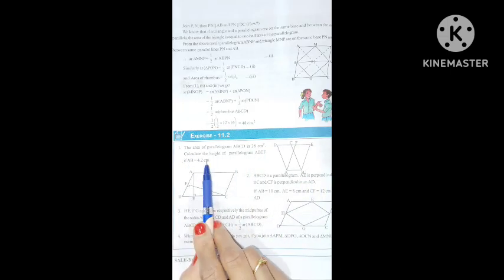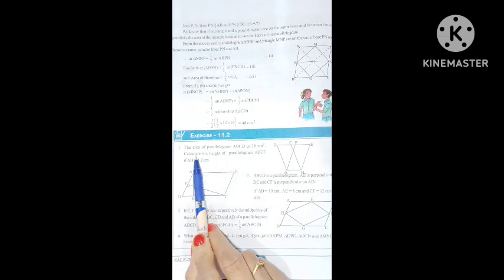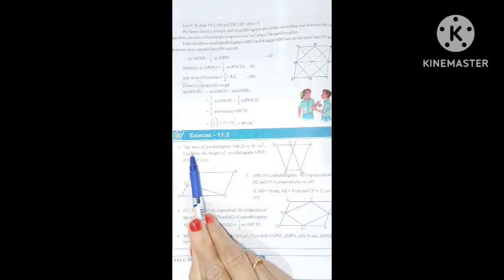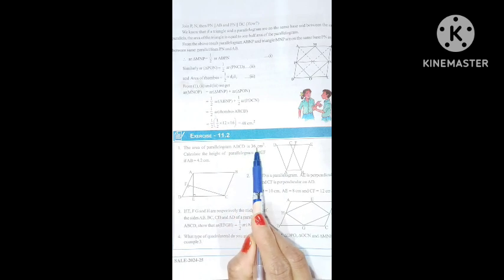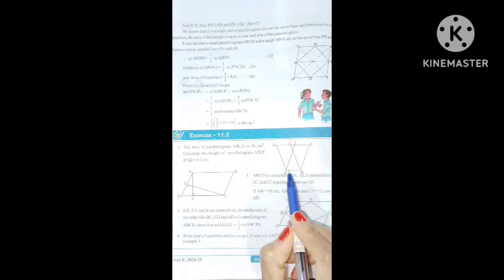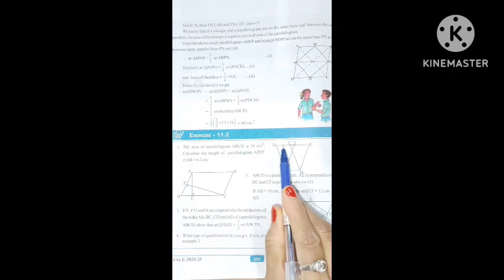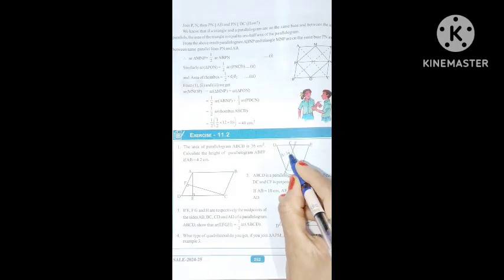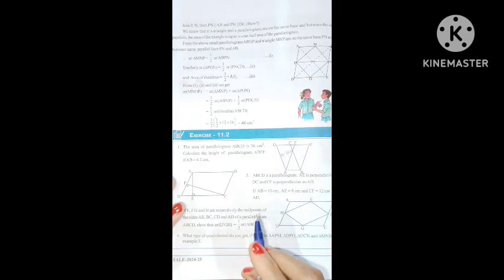This is the question. First I will explain this question. What is given, what is asked in this question. One figure is given. This is the figure. What is given? The area of a parallelogram ABCD is given. This area is nothing but A. A equals 36 centimeters square is given.